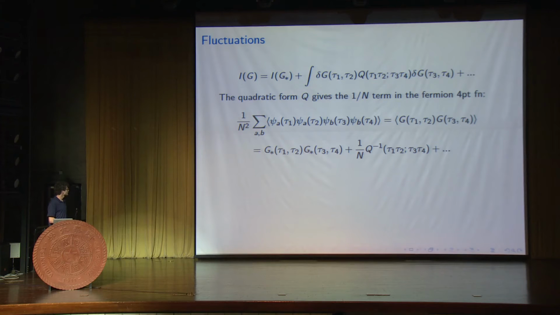And in the saddle point approximation, we have this disconnected piece here where we just evaluate this on the saddle point solution, and then we'll have a term that comes from the integral over the fluctuation delta G. That's just the inverse of the propagator, the propagator, which comes from inverting this quadratic form Q. Notice that we have a 1 over n because there was an n multiplying the entire action.